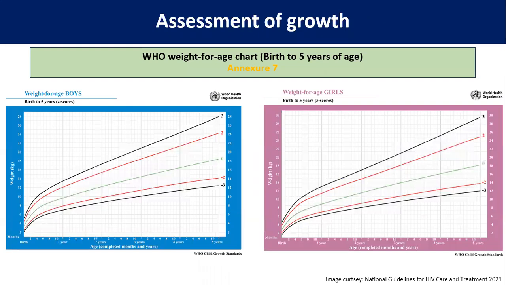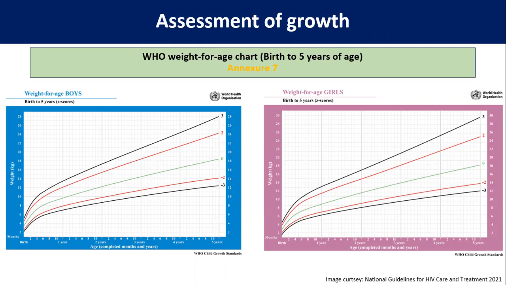So these are the WHO standard weight for age charts. All of you are aware that the child should not fall below the third percentile or below 2 standard deviation, but should follow the 0 line, which is the standard where the mean is. So the child should be following that mean.